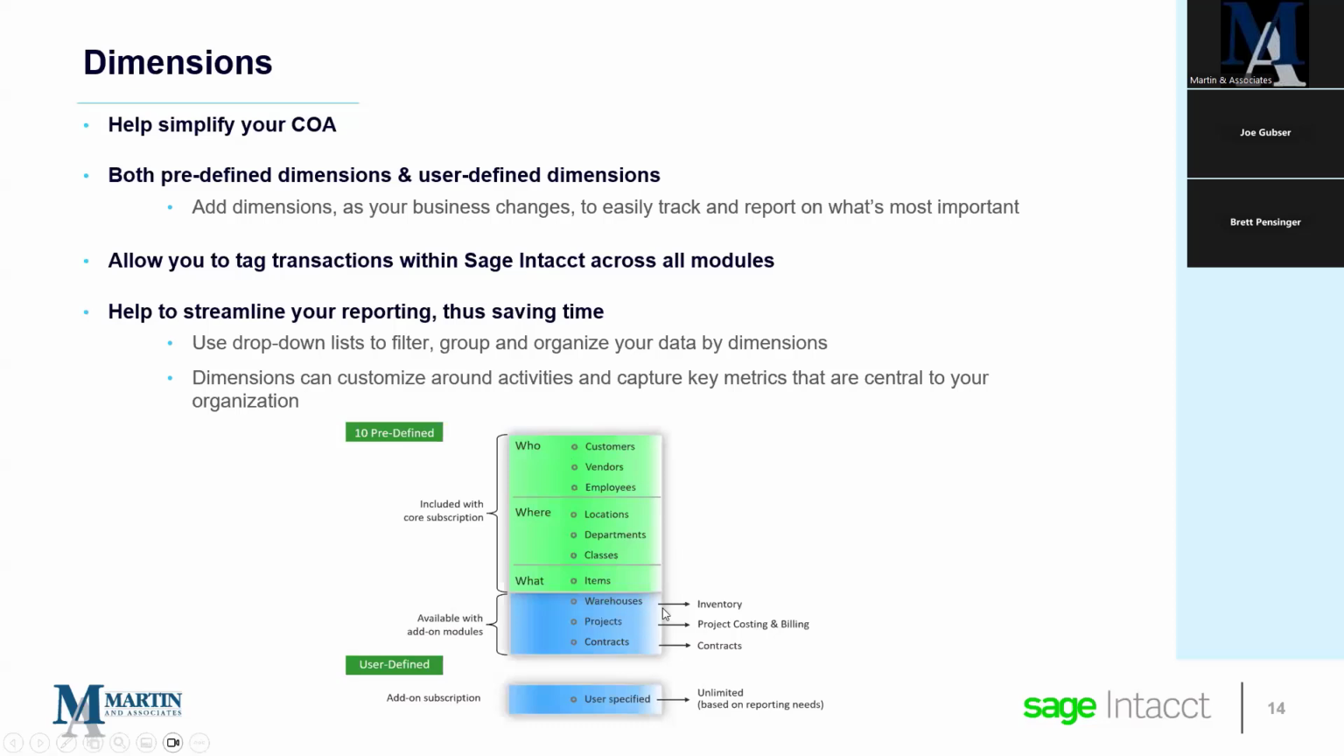The warehouse dimension comes if you own the inventory module. The projects dimension comes if you have the projects module. The contracts dimension comes if you have the contracts module. And then if you have additional data outside of these that you want to track, you can add on user-defined dimensions as well. You can also rename some of these dimensions to be more of what you call them, and I'll show you how that works here in a little bit.